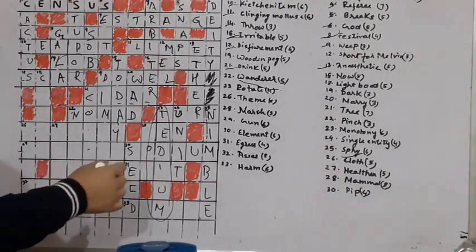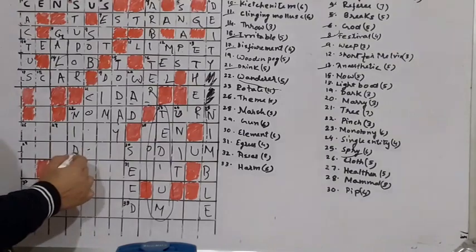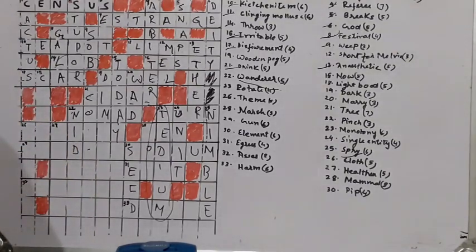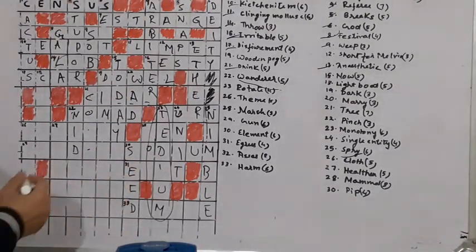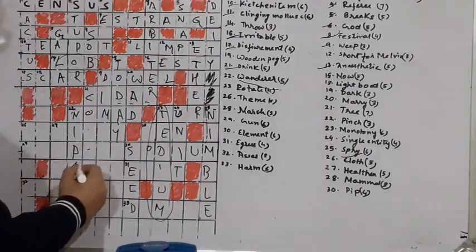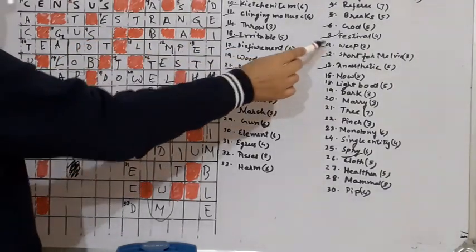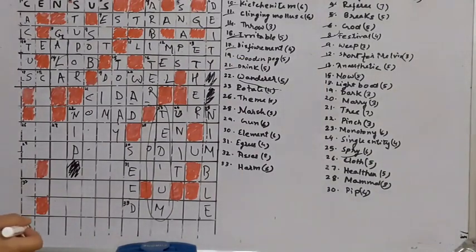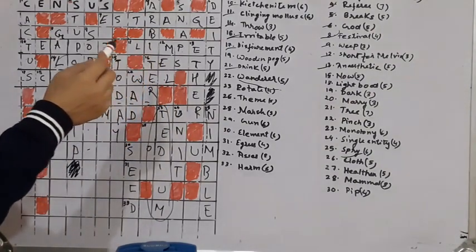Next I can see here 22 down is pinch, it begins with N, so N-I-P, nip, right? 22 down is nip here, fine. Then N-I-P, okay, fine. Then something I have missed here. 12, short for Melvin. Melvin is a name. So short form of Melvin is Mel, right? So should I write Mevlin or Melvin?